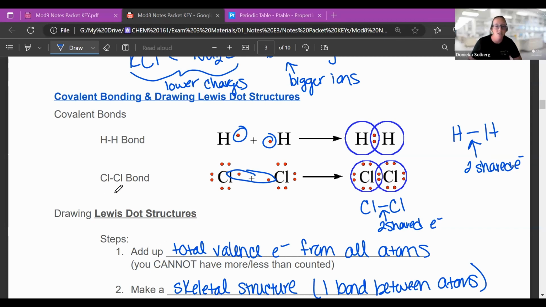Okay, same thing with a Cl-Cl bond. Each chlorine has 7 valence electrons. So instead of one donating it to the other, they share 2. And so we draw that as a bond, 2 shared electrons.